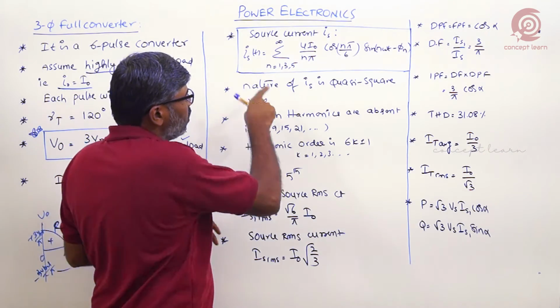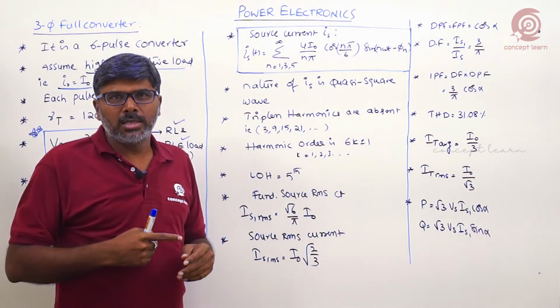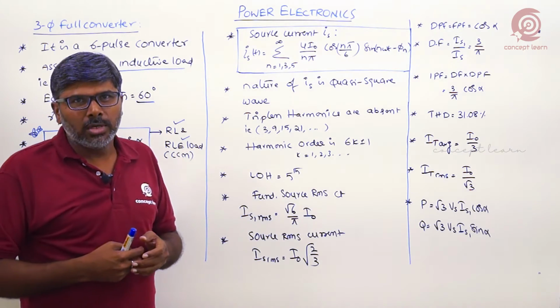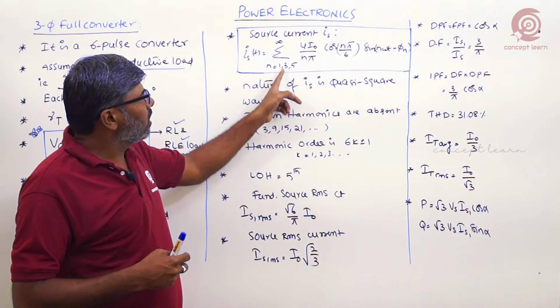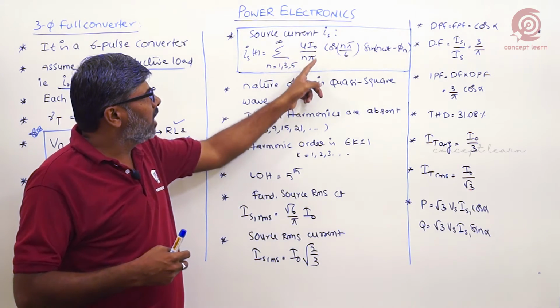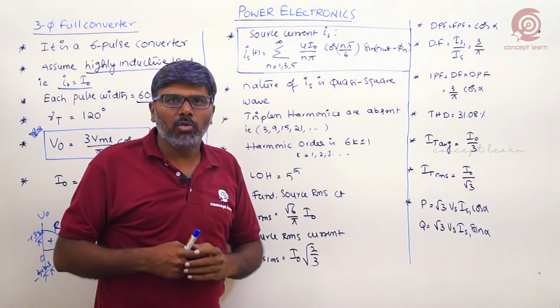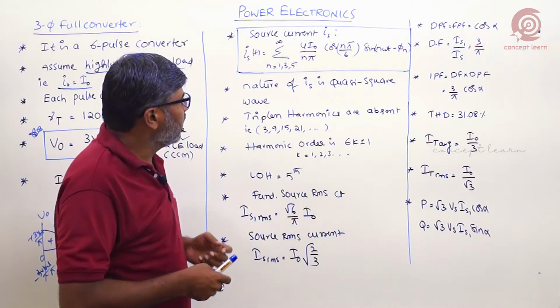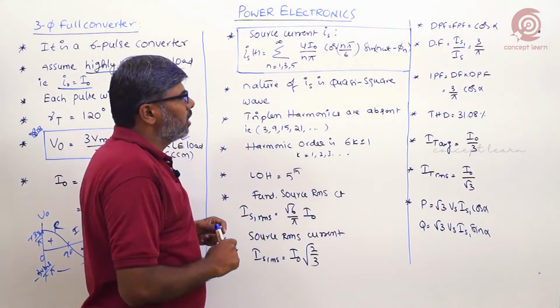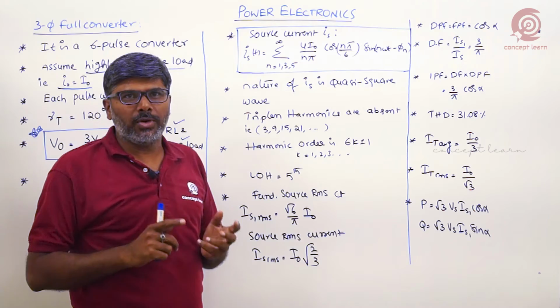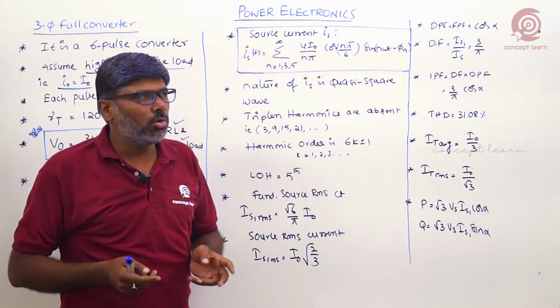When you apply Fourier analysis to that quasi square wave, we get this expression: is of t equals sigma n equals 1, 3, 5 to infinity, 4 I naught by n pi cos n pi by 6 sin n omega t minus phi n. This is a phase angle. N is nothing but the harmonic component. We know that if n equals 1 it is the fundamental, and n greater than 1 is a harmonic component.